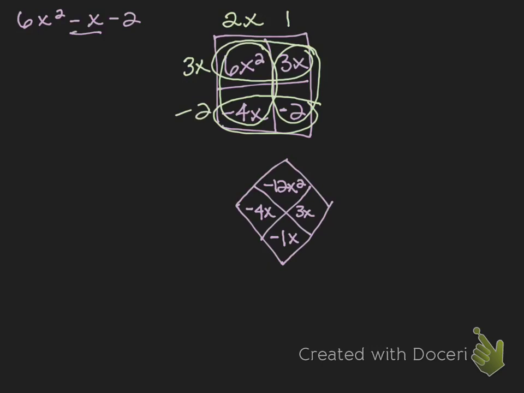And remember, now we want to check to make sure that the products of the outside give us the inside. So 2x times 3x gives me the 6x squared. 1 times 3x gives me the 3x. 2x times negative 2 gives me the negative 4x. And 1 times negative 2 gives me the negative 2.